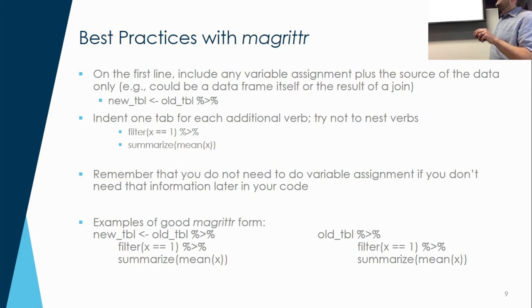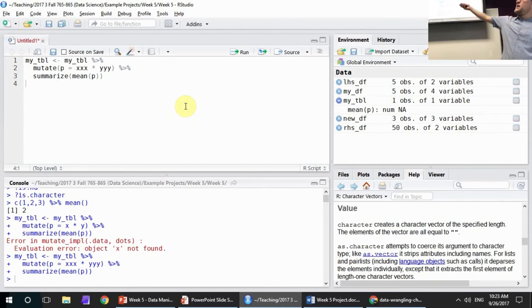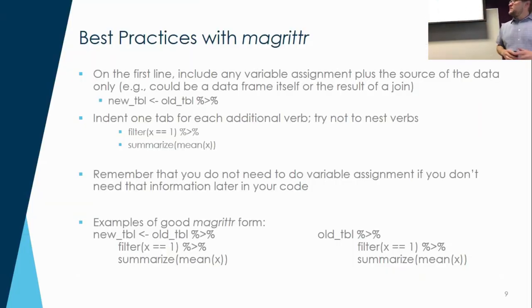Best practice number two is that you're going to indent one tab over for your series, like I just did in R. You can see I have indented one set for each thing that comes after that point. And three, try not to nest verbs inside each other. You could, for example, put the filter inside summarize, instead of inside mean x. You can do that. It would work. Don't do that. Try to use one verb per line. There is almost always a way to use a single verb per line when you're creating these pipe chains. So don't do that.